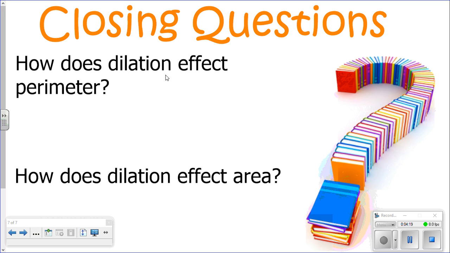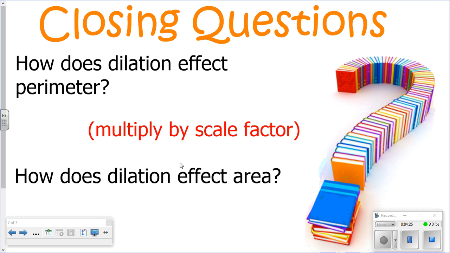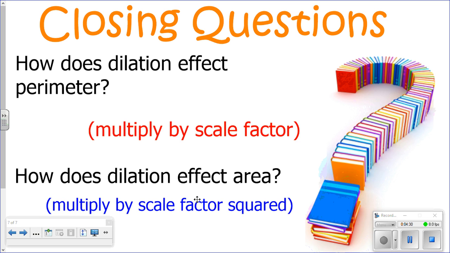So how does dilation affect the perimeter? We just multiply it by the scale factor. How does dilation affect the area? It's the scale factor squared.